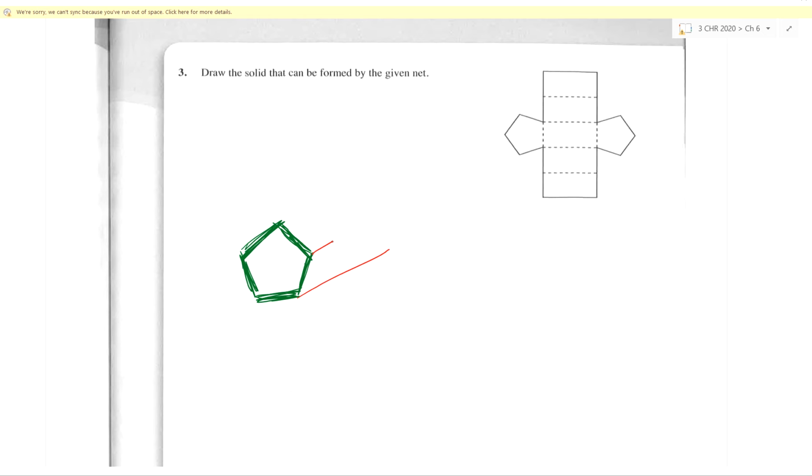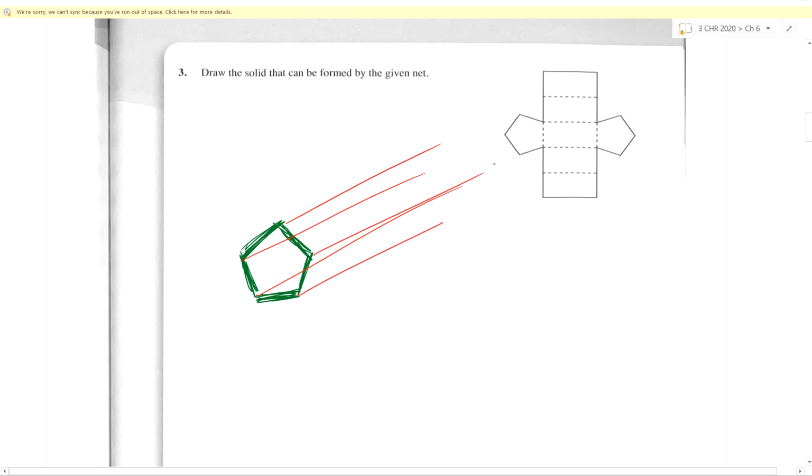Okay, hang on. I'm going to draw parallel lines like this. This is one way you can do it. From all corners, we draw parallel lines across. Then after that, you join out at the other side. This is one way. The other way is, instead of doing that, you draw another pentagon. You draw the same pentagon.